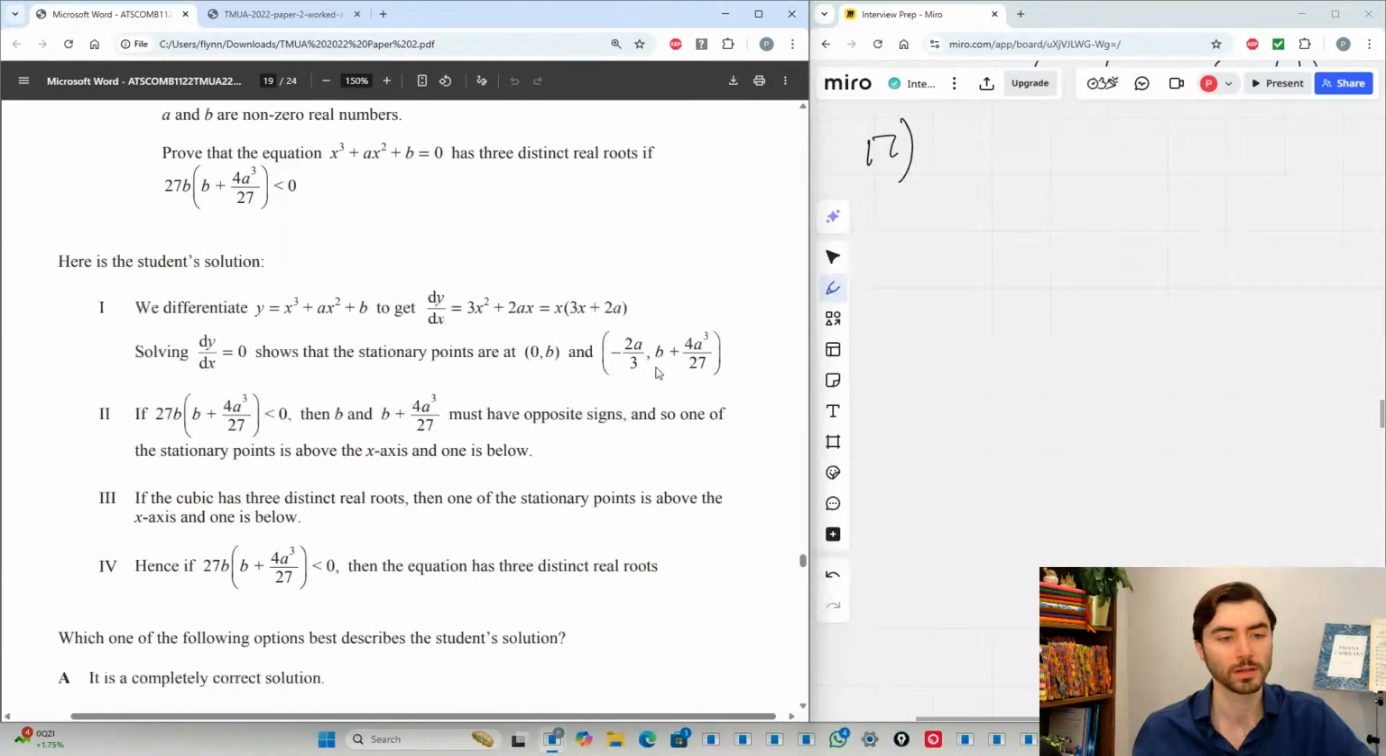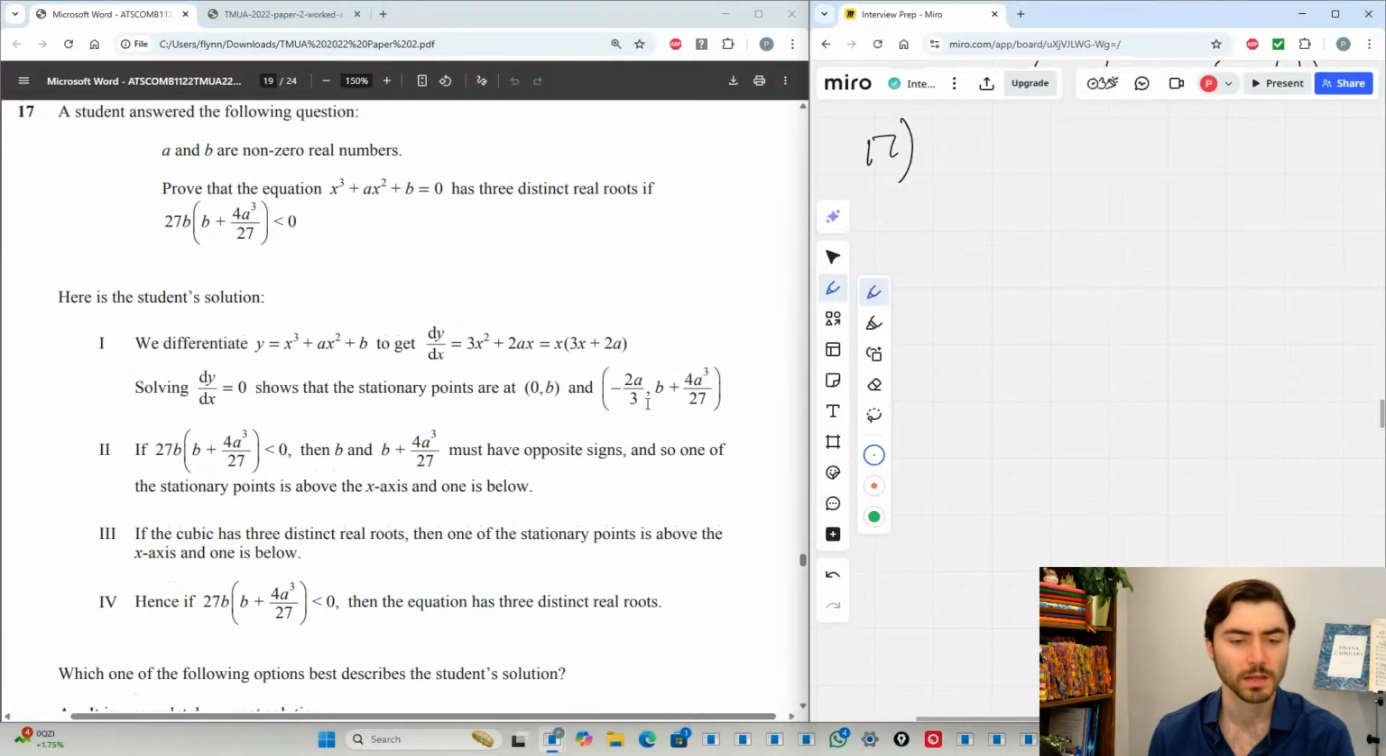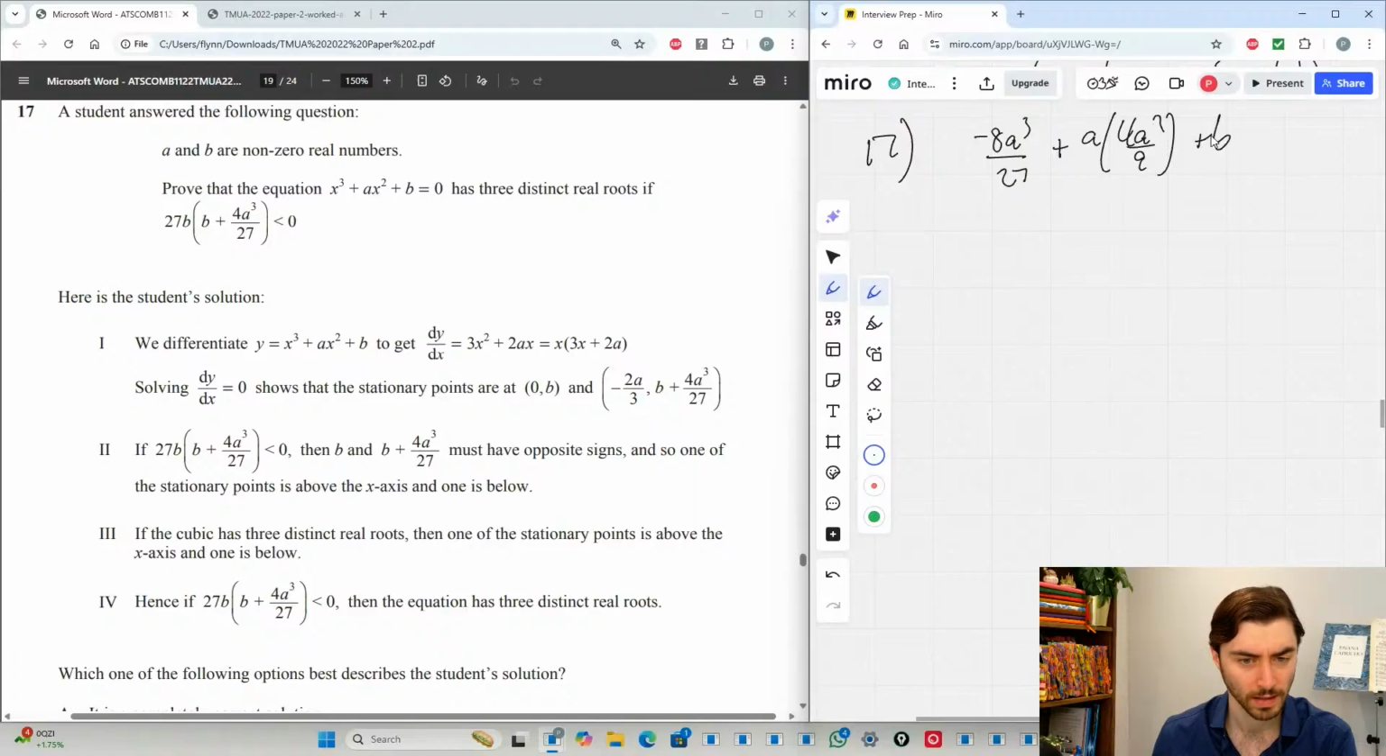Do I take it on trust that that is the case? X is, plug that into here. And so minus 8a cubed over 27 plus a into 4a squared over 9 plus b. Yeah. So that becomes 12 and 27. So it becomes b plus 4a cubed over 27. Yeah, this is definitely right.